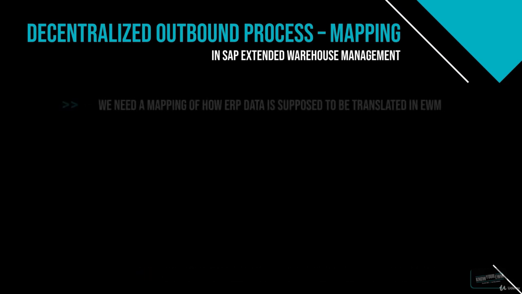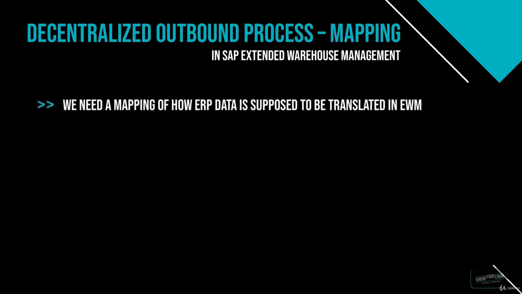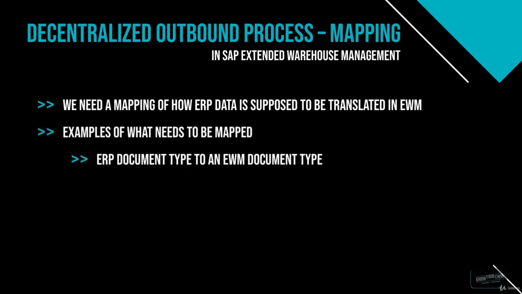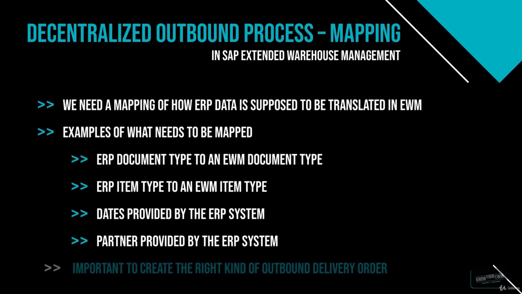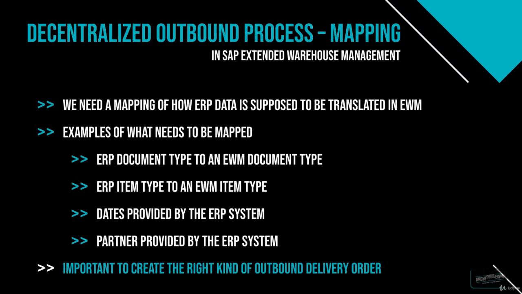We need to set up a mapping of how the ERP data is supposed to be translated into the EWM world. Like for example, we need to map the ERP document type to an EWM document type. And of course, we need to do the same thing for the item types as well. We need to map the dates provided by the ERP system and the partner roles as well. We need all this mapping so the EWM system knows what kind of request and eventually what kind of outbound delivery order we want to be created.